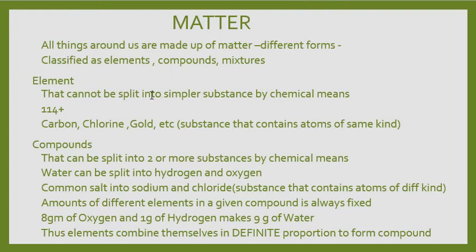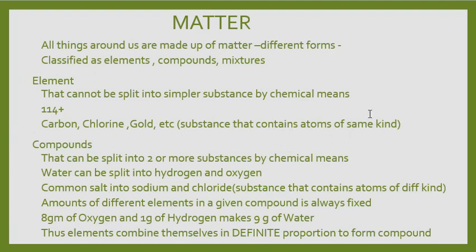An element is something that cannot be further split into simpler substances by chemical means. There are 114 or 118 of them, 94 plus 24, something like that. Carbon, chlorine, gold, etc. are examples of substances that contain atoms of the same kind. Elements means what? Atoms of the same kind.